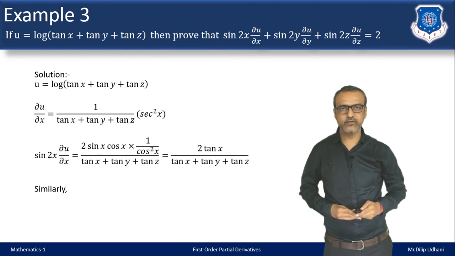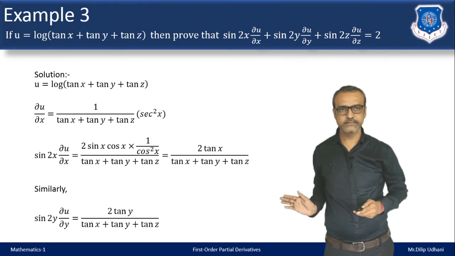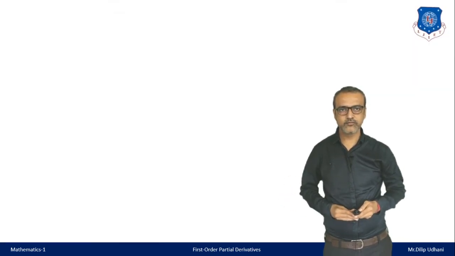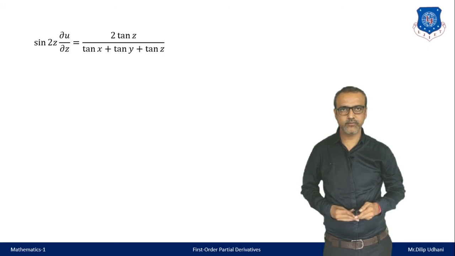In case of sin 2x del u by del x, in the numerator we have 2 tan x. So in case of sin 2y del u by del y, we will have 2 tan y in the numerator. So sin 2y del u by del y is equal to 2 tan y upon (tan x plus tan y plus tan z). Now similarly, sin 2z into del u by del z is equal to 2 tan z upon (tan x plus tan y plus tan z).